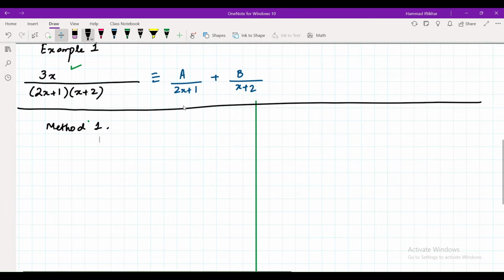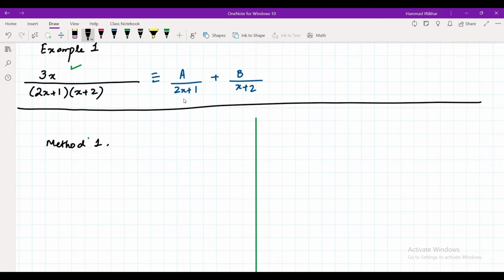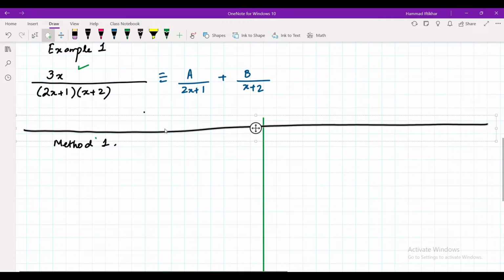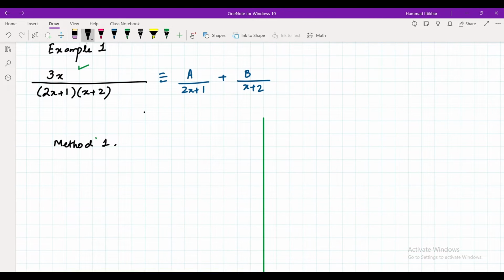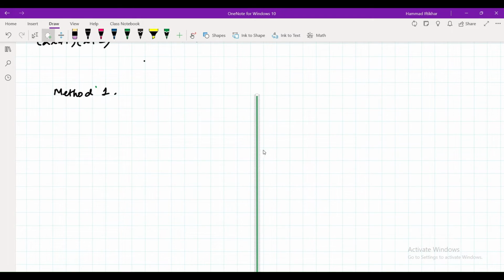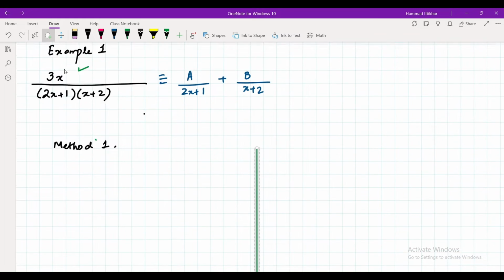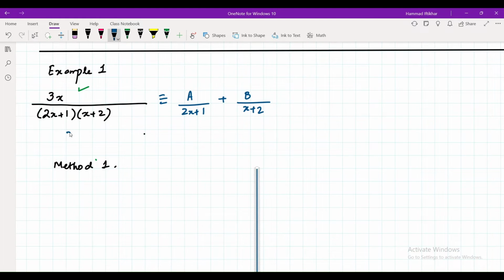Actually, hold on, sorry. Let me do one thing first. Let's take the denominators the same. Let's take the LCM on the right hand side. This would become 3x, actually, wait, sorry.